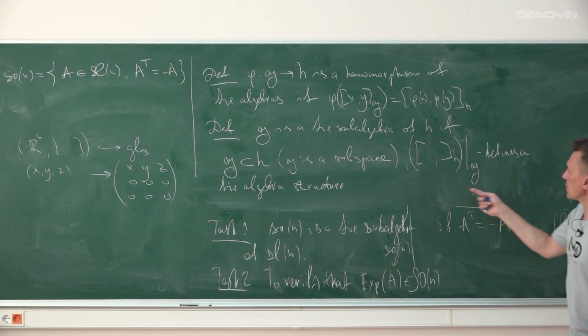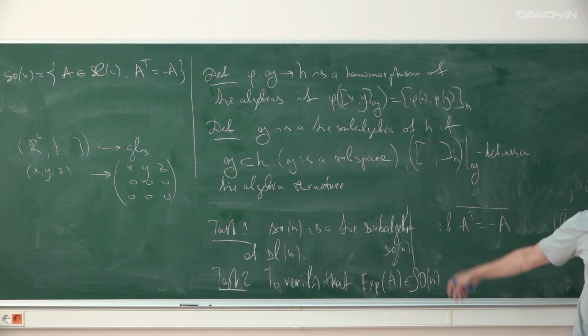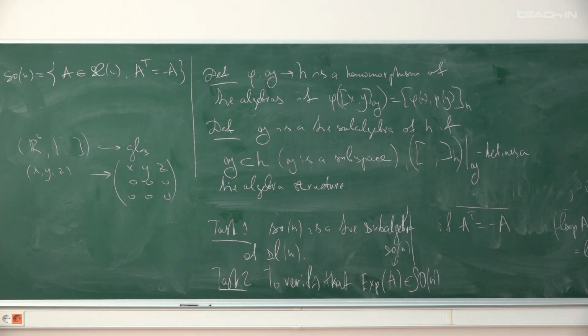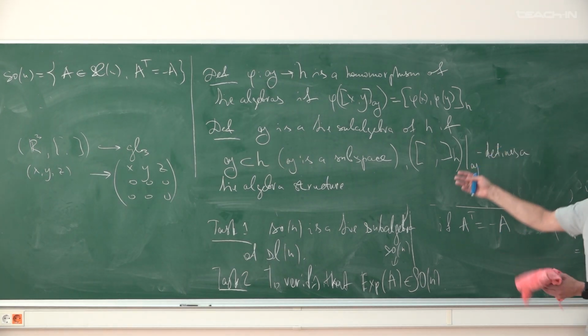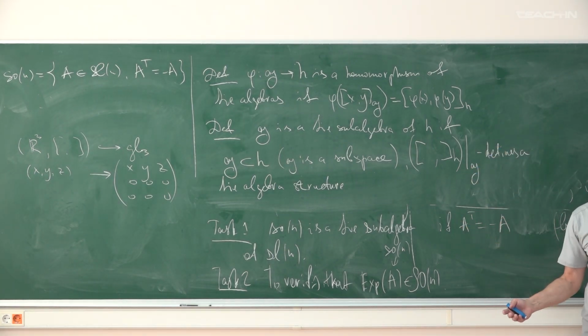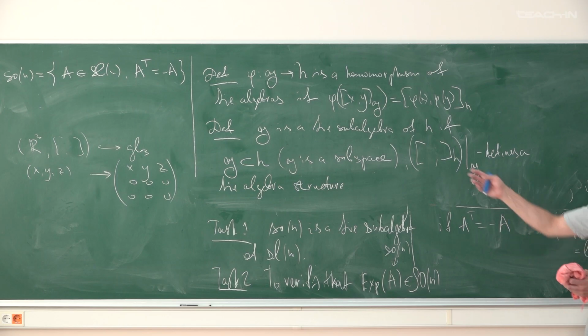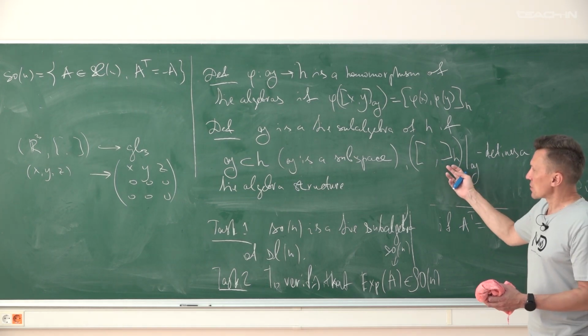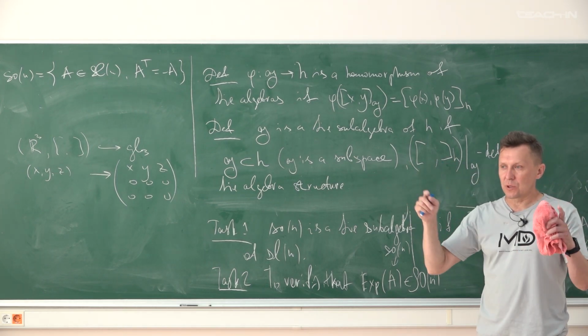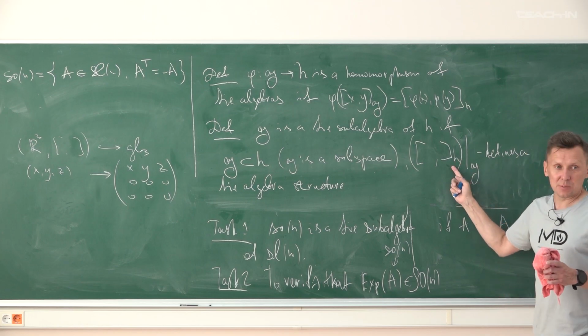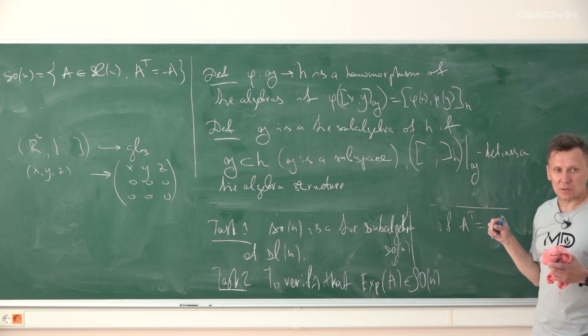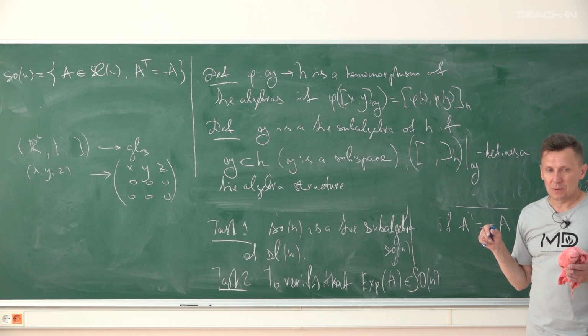So when you say restricted, what does it mean? It means that if we take two objects from the subspace, the commutator in a bigger algebra is an element of the subspace. Okay?